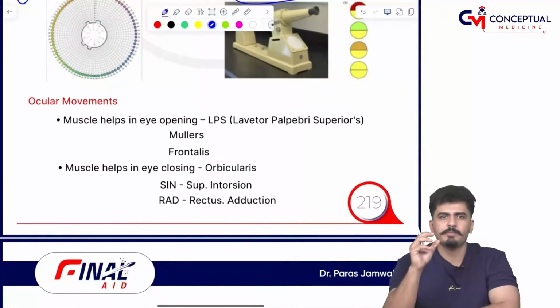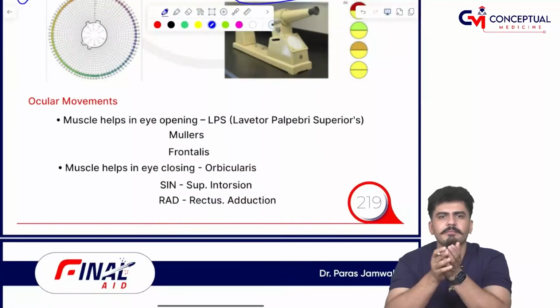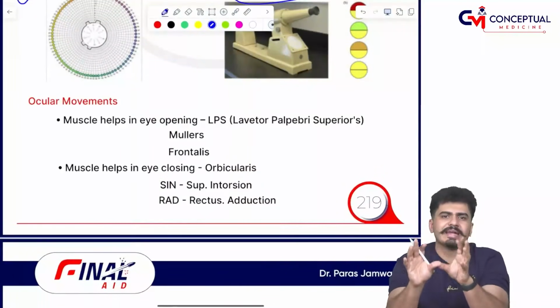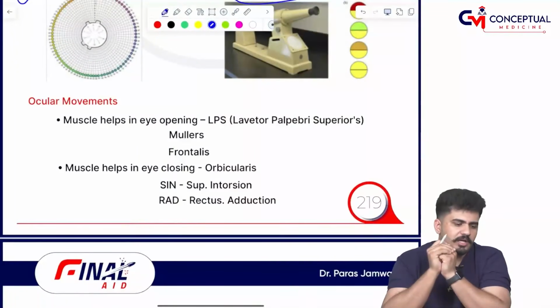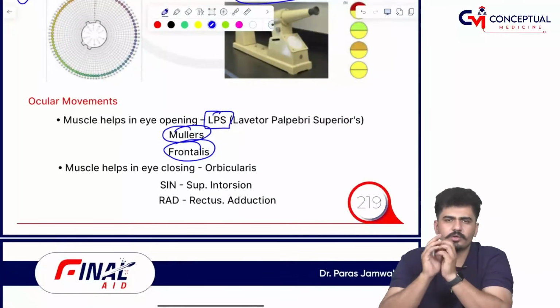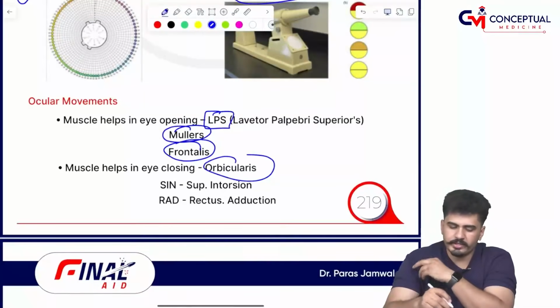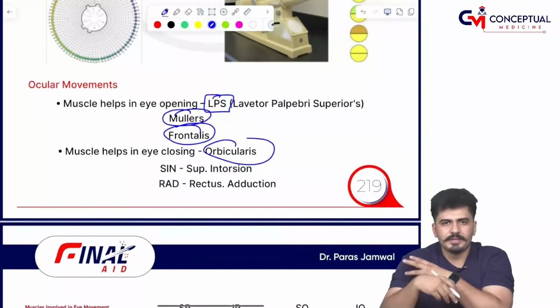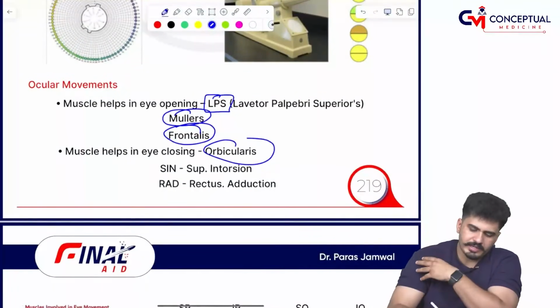Now coming on to the next thing, that is ocular movement. The muscles which help in opening of the eye and the muscle which helps in closing of the eye. Opening of the eye requires at least 3 muscles. What are they? LPS, levator palpebrae superioris, Muller's muscle and frontalis. Closing only requires orbicularis.